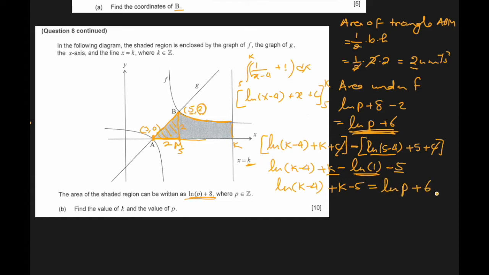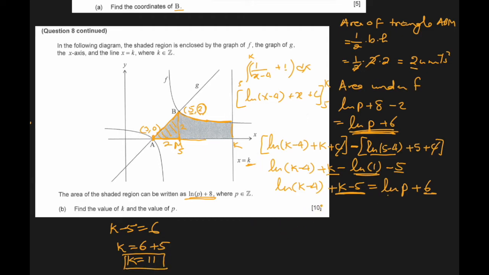This is what we knew. That means k minus 5 is equal to 6, because the ln part cannot become a complete number. A complete number can be converted to ln, but if both sides have ln, then they are not. That means k minus 5 is 6. k becomes 6 plus 5, which is 11. The value of k is 11.